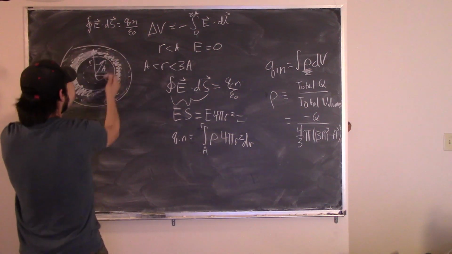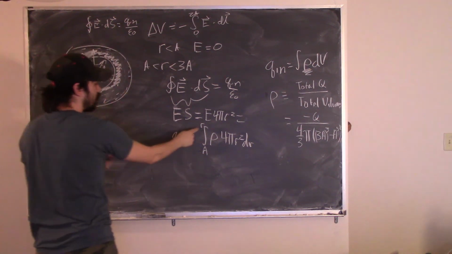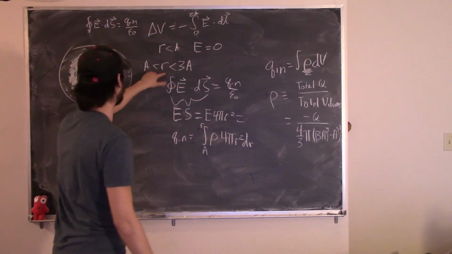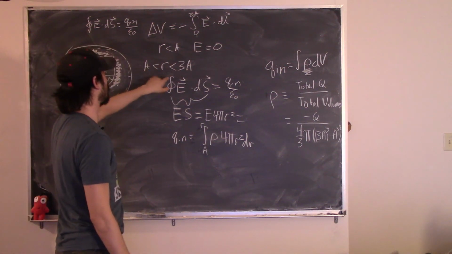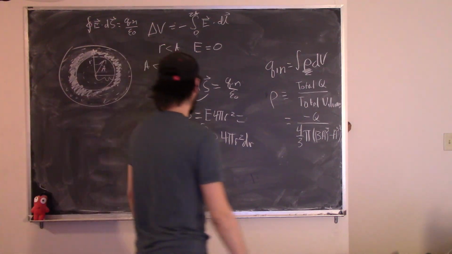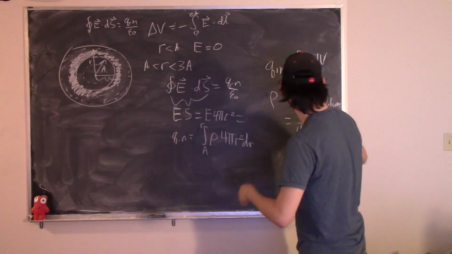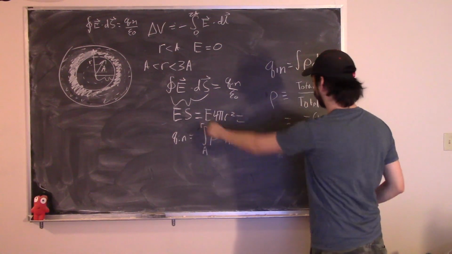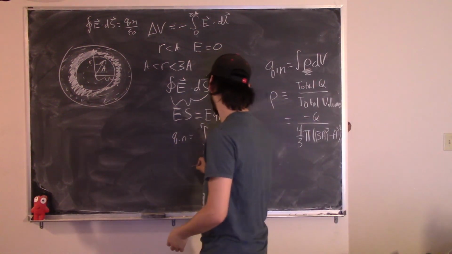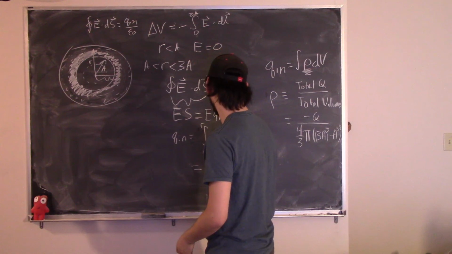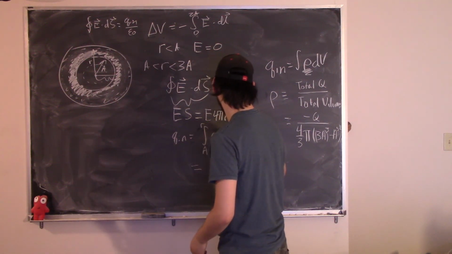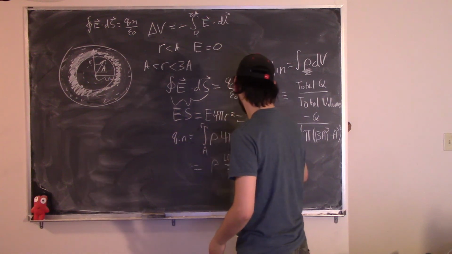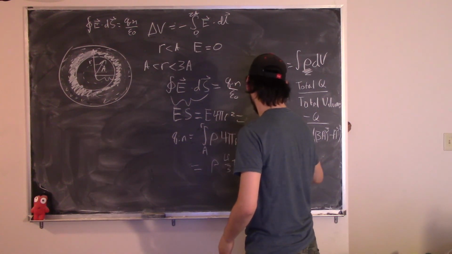And those stacks of shells only go up to the radius of lowercase r when I'm inside the insulator. In this region, r is between a and 3a. Okay? So what that means is the charge density I have here is a constant. I can just bring it outside of the integral. And so when I do this integral, I'm going to end up having rho times 4/3 pi times r cubed minus a cubed.